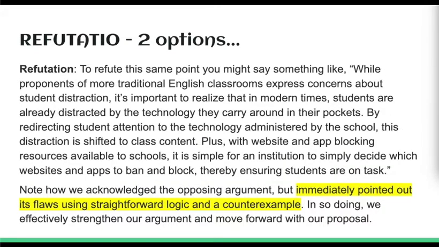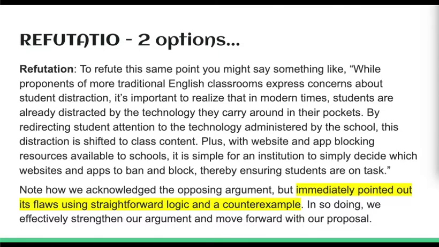The other option is the refutation. So going back to the point we just talked about, all the distractions, we're going to refute this same point, and we're going to say something like, while proponents of more traditional English classrooms express concerns about student distraction, again, music, streaming services, games, stuff like that, it's important to realize that in modern times, students are already distracted by the technology they carry around in their pockets. By redirecting student attention to the technology administered by the school, this distraction is shifted to class content.